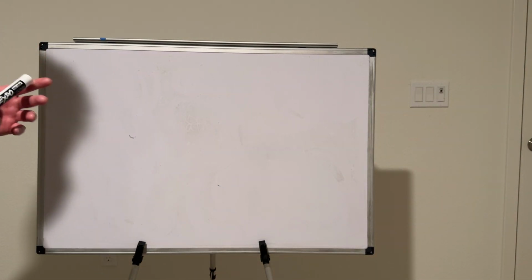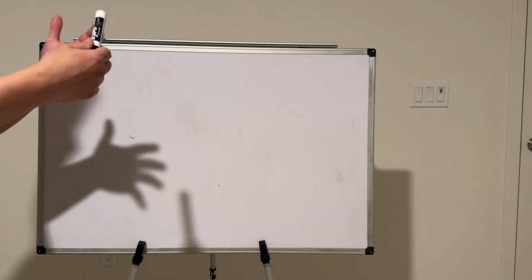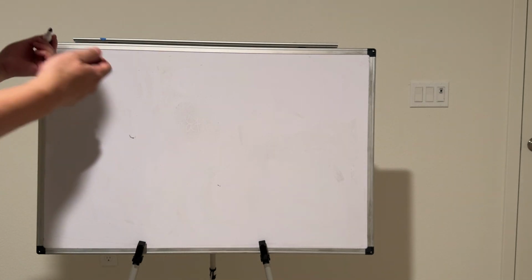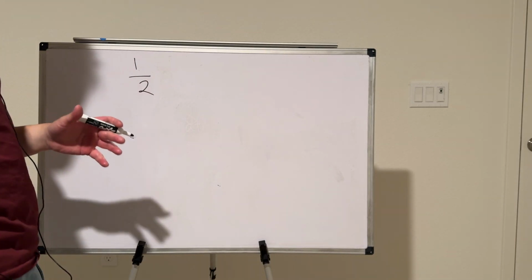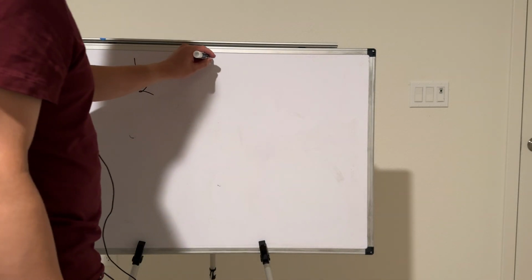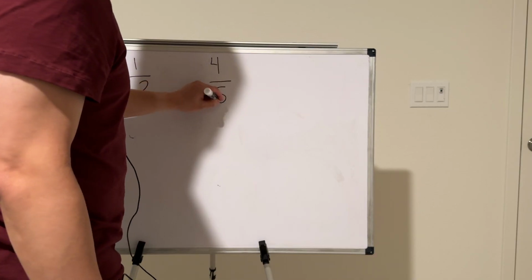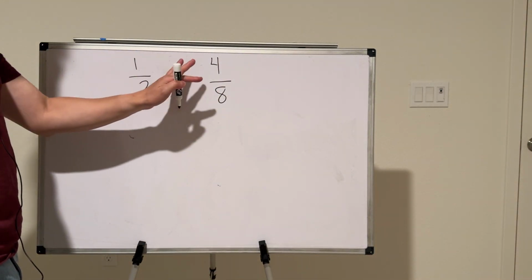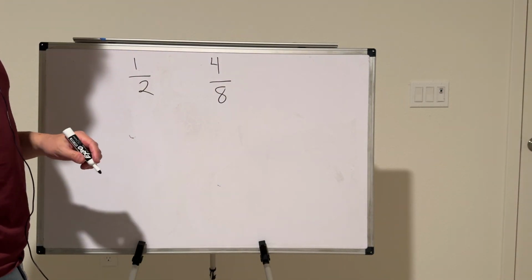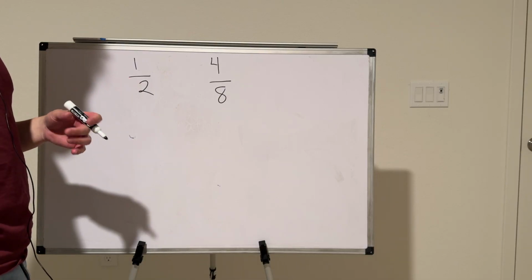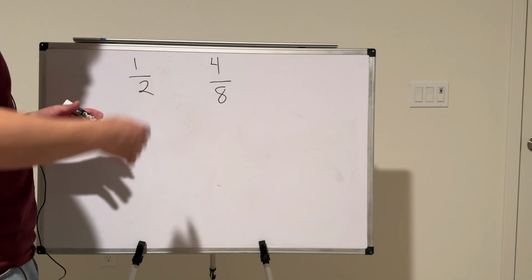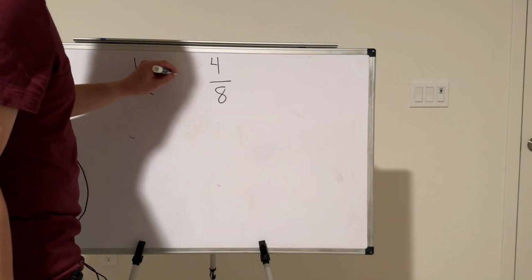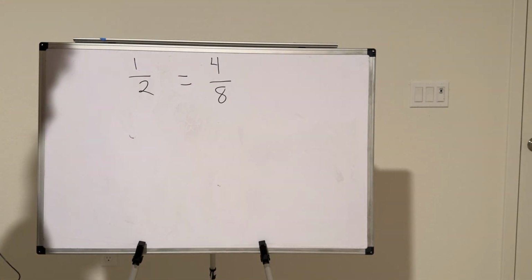Okay, so a proportion is a comparison of two ratios. This is a ratio, 1 to 2. Here's another ratio, 4 to 8. If I compare these two ratios and they happen to be equal to one another, we say that it's a proportion and that these two ratios are proportional to one another. So this is a proportion.